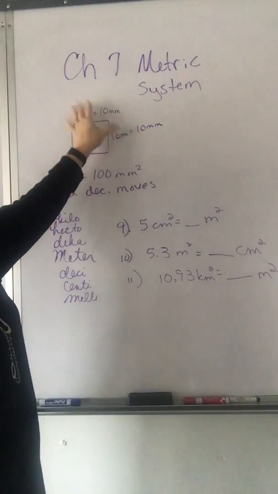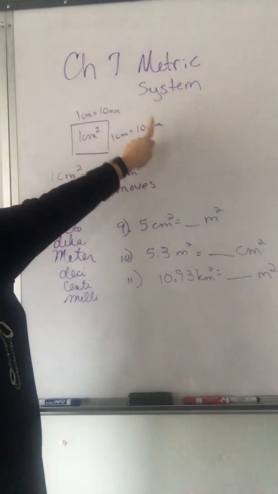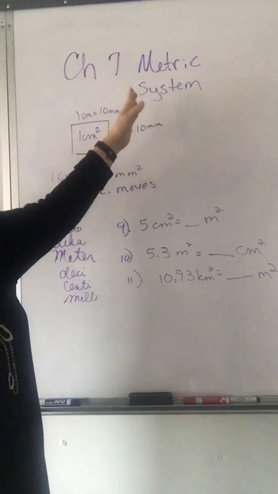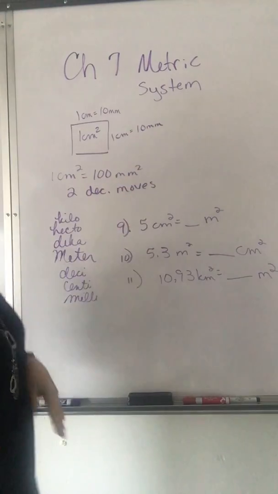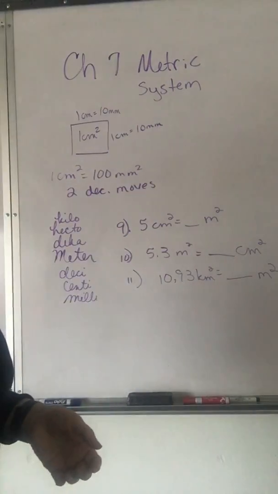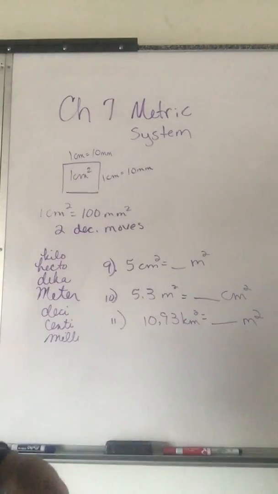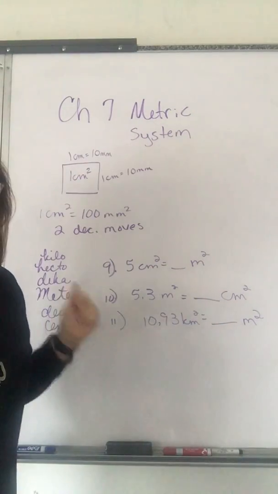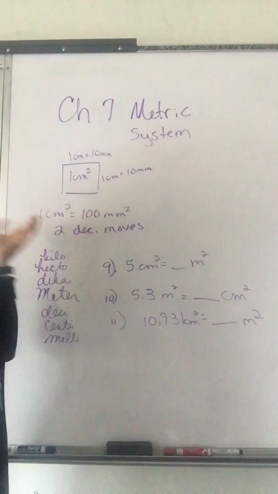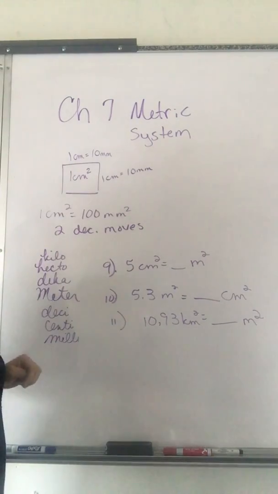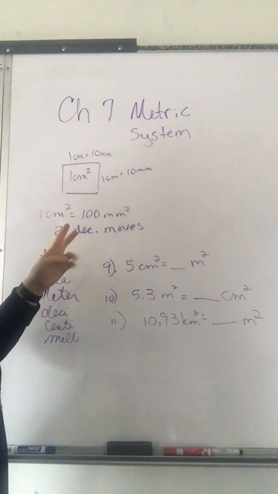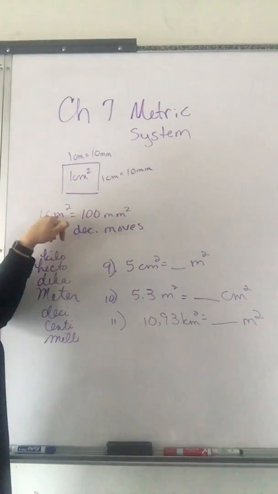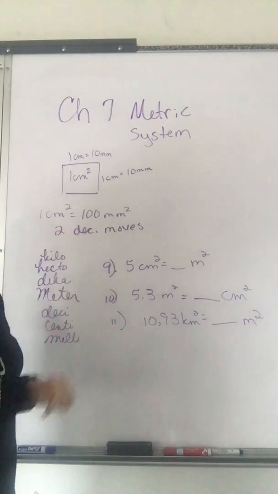So if we do the area by multiplying 10 millimeters times 10 millimeters, that would make 100 square millimeters. So a square centimeter is the same thing as 100 square millimeters. Those are equivalent. So it looks like there are 2 decimal moves now, 1 decimal move for each dimension, the length and the width, making 2 decimal moves to get one place like centi to milli on this scale.